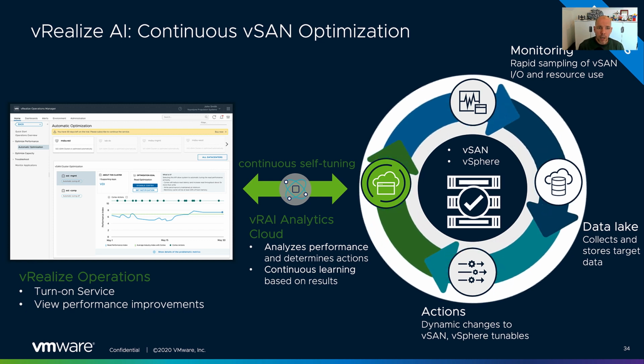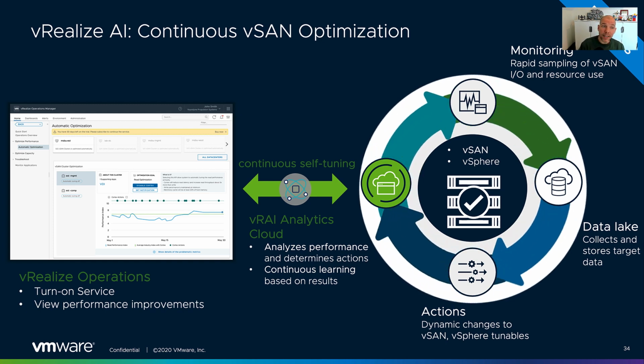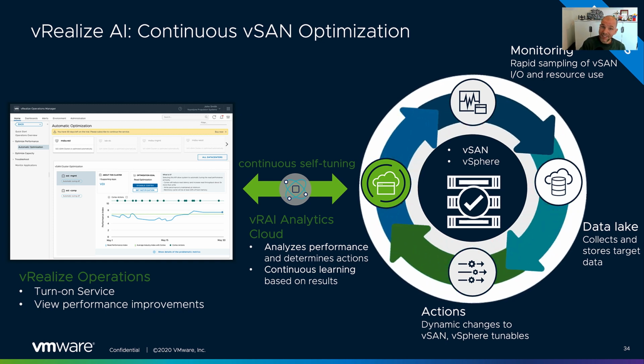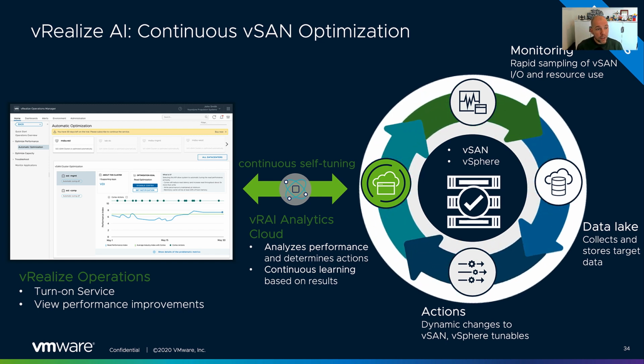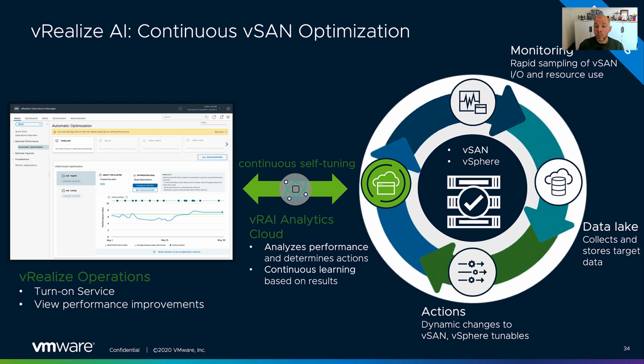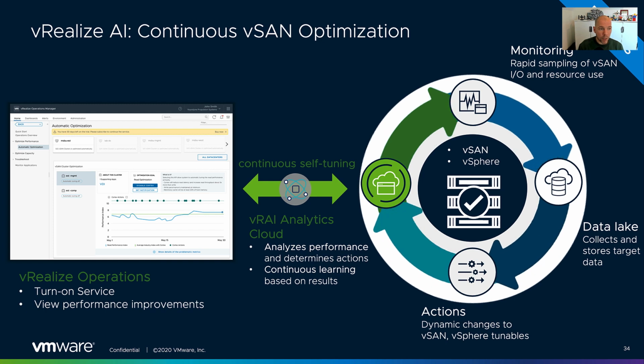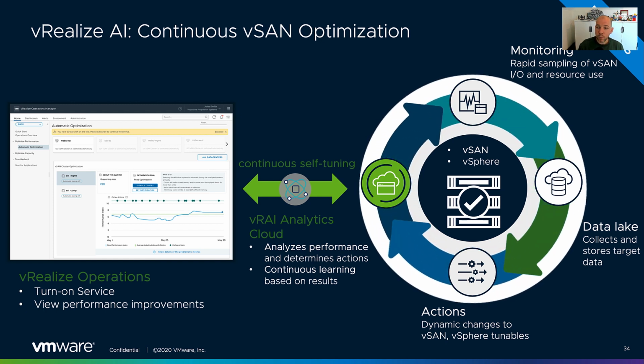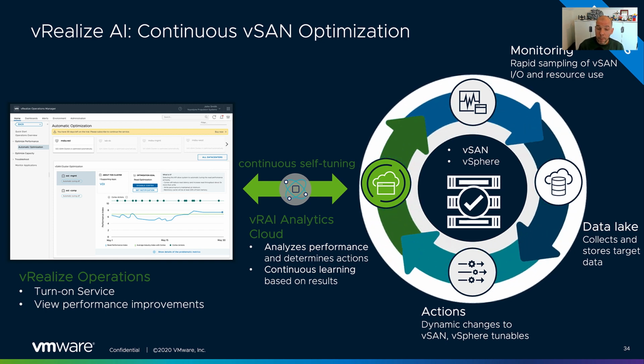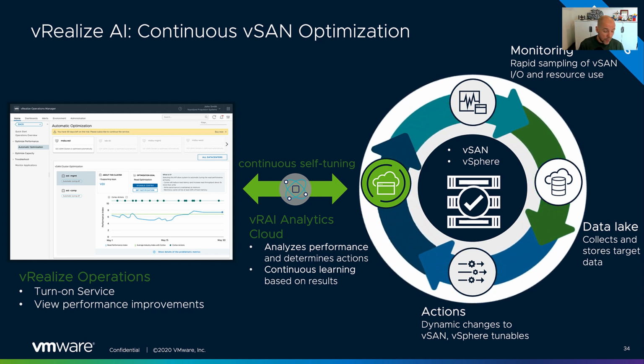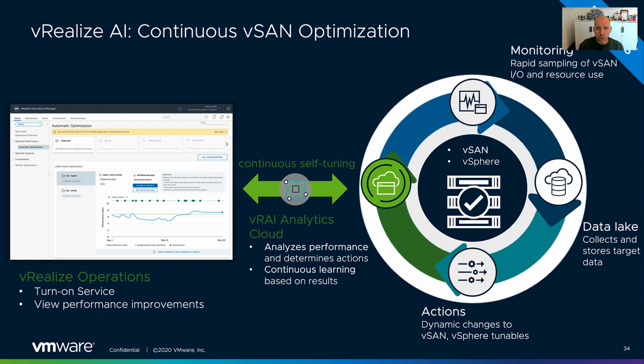Then last but not least, one of the new solutions that went into GA as well is vRealize AI, so artificial intelligence. And leveraging the vRealize SaaS platform, we will provide you additional insights, and not only just insights in what is happening in your environment, but vRealize AI also will provide the capability to automatically start making changes to your environment to ensure that it's optimized for your workloads as well.